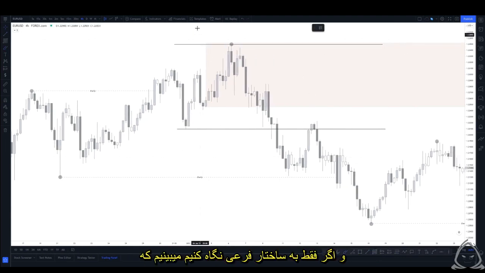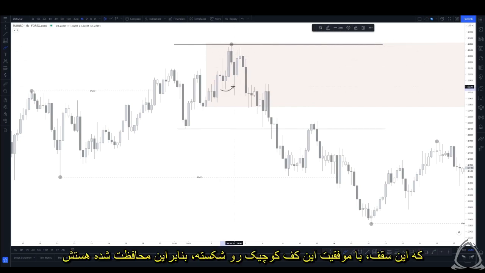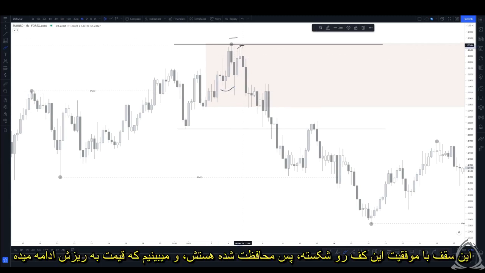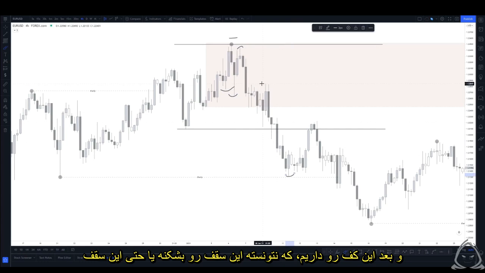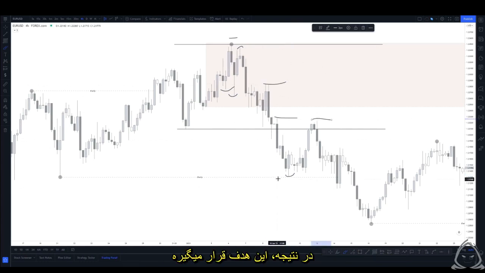And if we're just looking at the substructure, what we can see is that this high was successful in taking out this small low, therefore it would be protected. This high was successful in taking out this low, therefore protected. And we just see price continuing to drop. Then we have this low, which was not successful in taking out this high or even this high. And as a result, this would become targeted. This high here was successful in taking out this low.